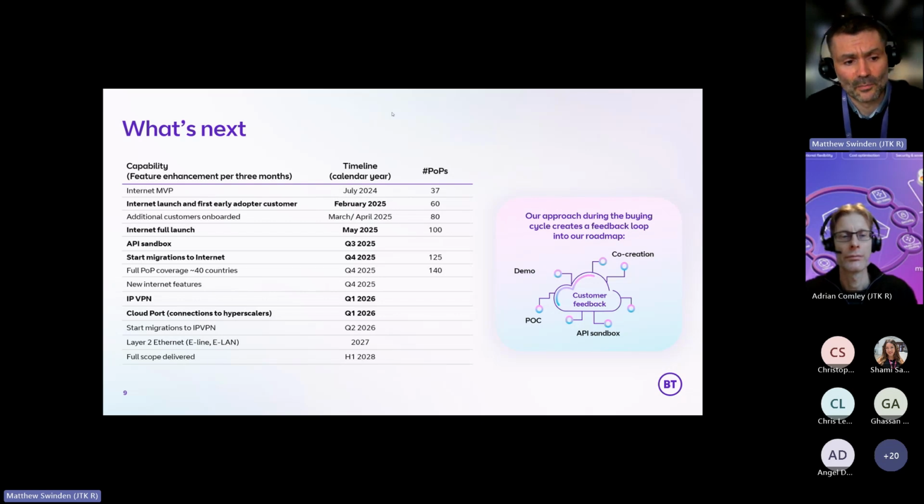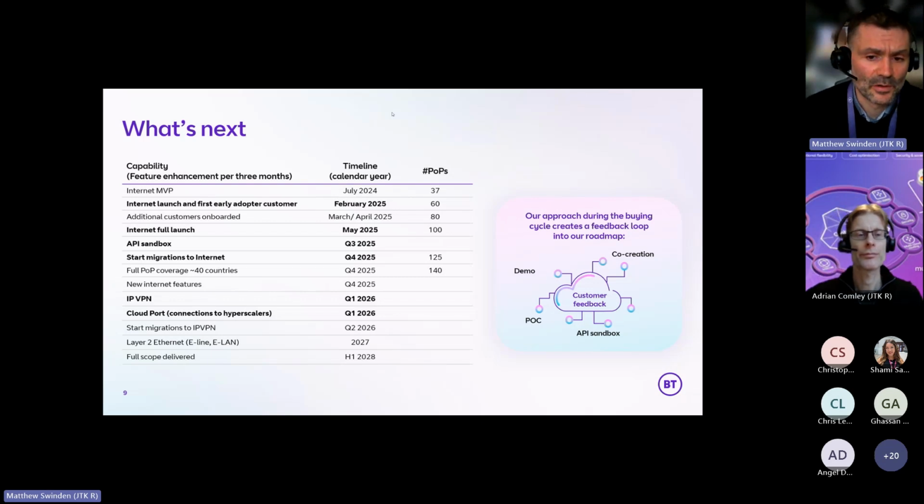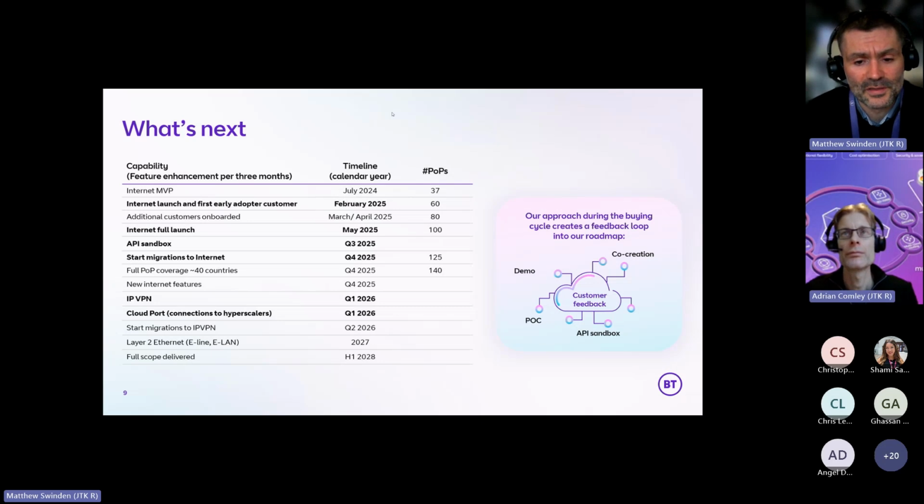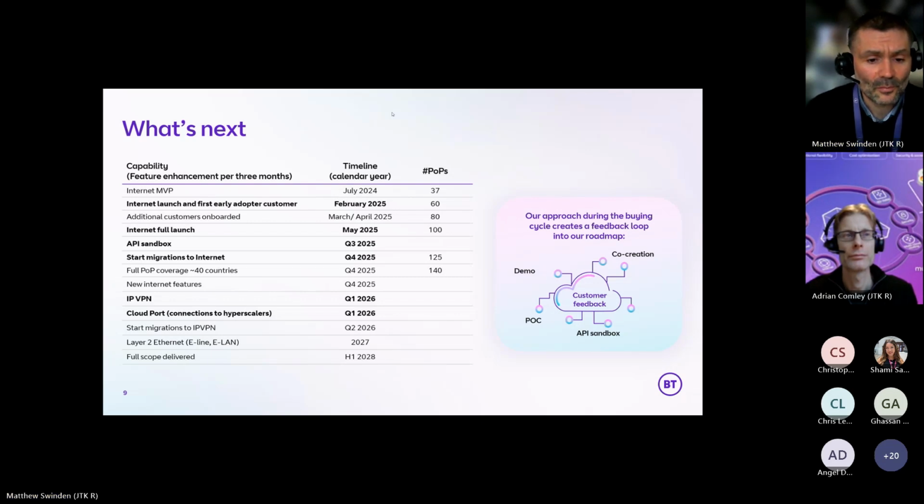We will then start migrations to internet, from both our own product and third-party products, towards the end of this calendar year, which brings our POPs up to 125. And by the end of 2025, we'll have full coverage of 40 countries with 140 POPs.